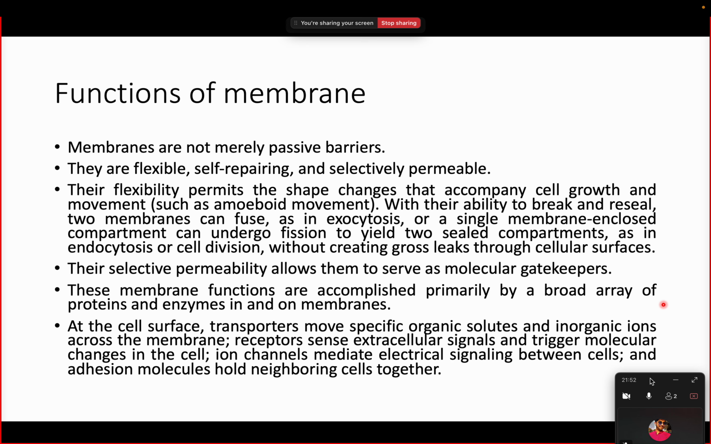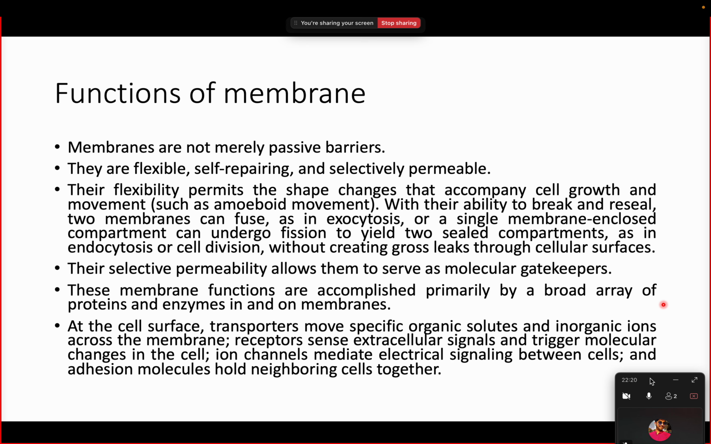Their flexibility permits the shape changes that accompany cell growth and movement, such as amoeboid movement. With their ability to break and reseal, two membranes can fuse, as in exocytosis, or a single membrane-enclosed compartment can undergo fission to yield two sealed compartments, as in endocytosis or cell division, without creating gross leaks through cellular surfaces. Now you will be able to understand this point in a better way, right?